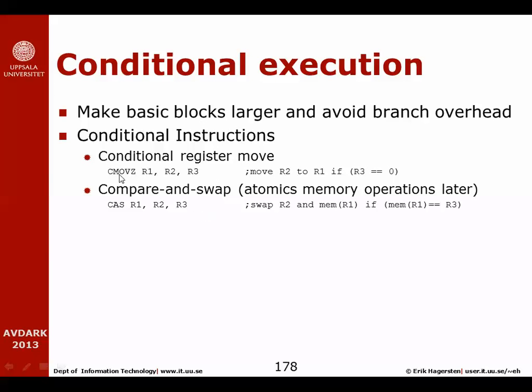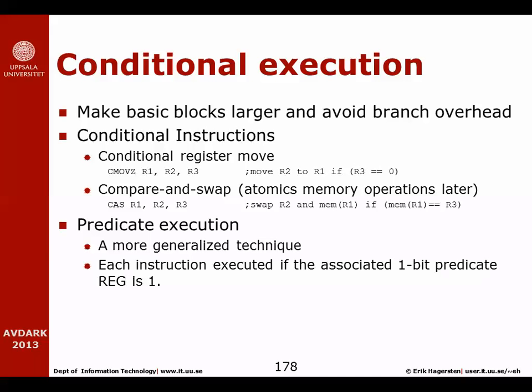We're going to make use of these conditional instructions, but we're going to do it in a much more generalized way, and we're going to give all instructions the ability to be conditional instructions. And we're going to use something called predicate execution. In order for us to implement the predicate execution, we're going to introduce a whole set of new registers. And these registers are very small registers. Actually, each register only contains a single bit, a 1-bit register.